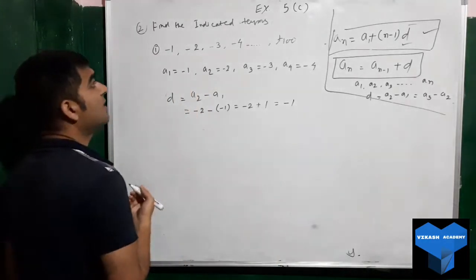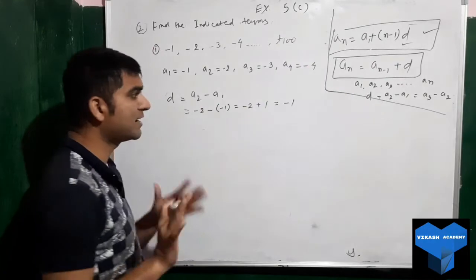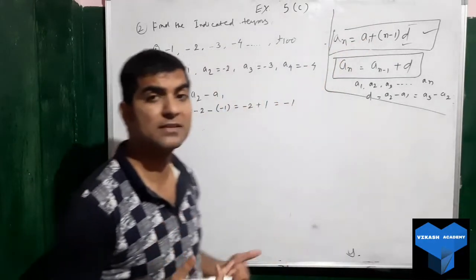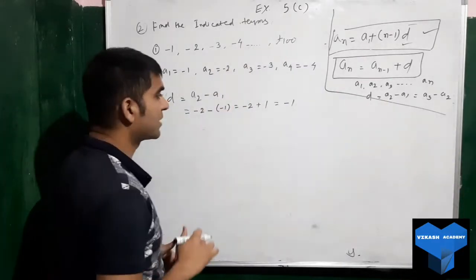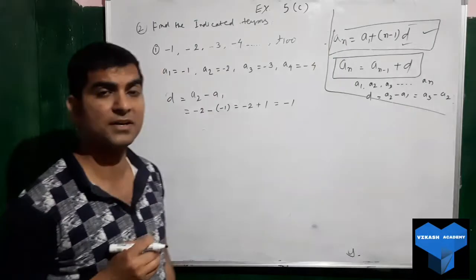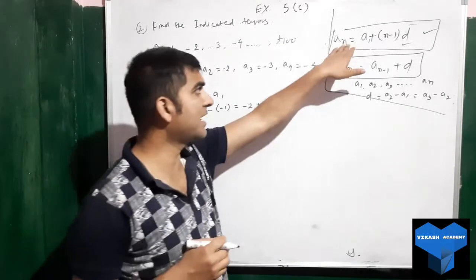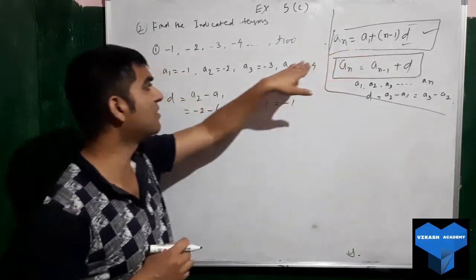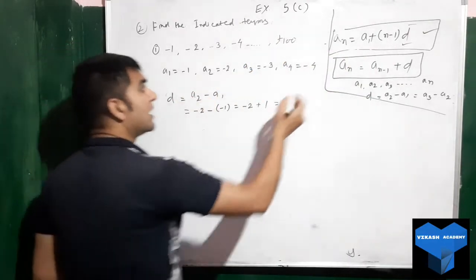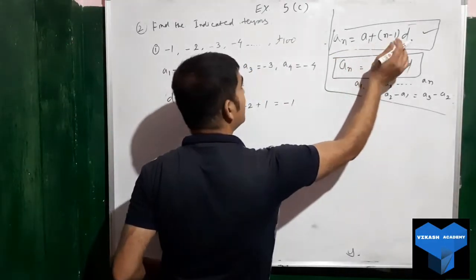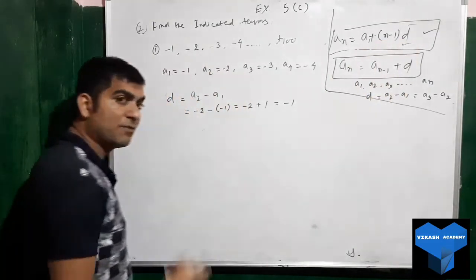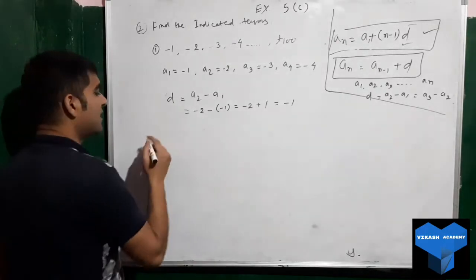Now we have to find T100. If we find the last term, the An term, then it will be easy for us to find T100. Or you can apply this formula directly: put 100 at the place of n, A1 will be A1, at the place of d you put minus 1, and you will get your answer. But I will try to find An first.